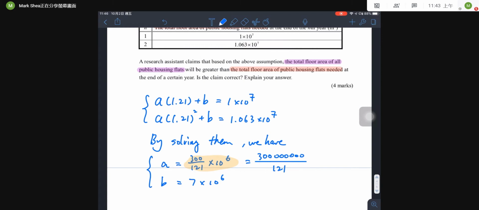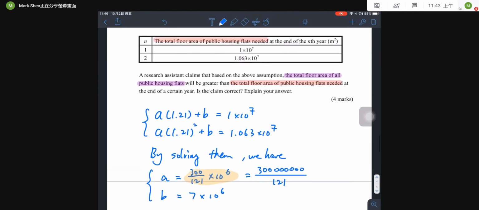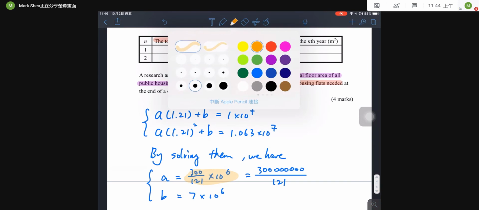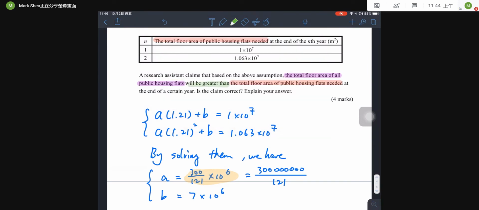Second, how can we solve the problem? From the question, we need to find out whether the total floor area, which I highlight in purple, in part A and part B, will be greater than that in part C. That is the total area needed. So we need to set up an inequality.